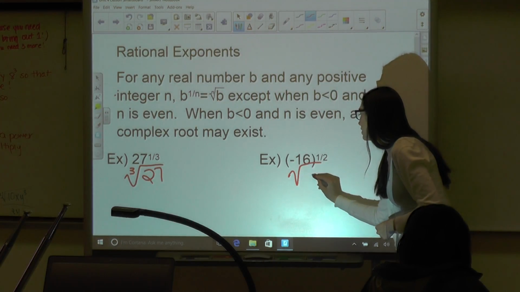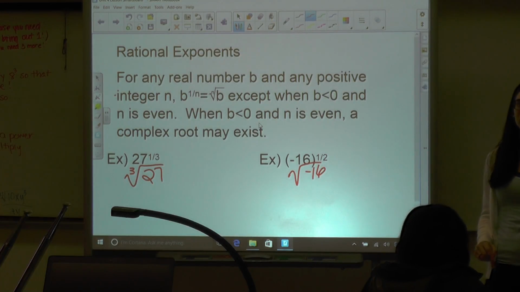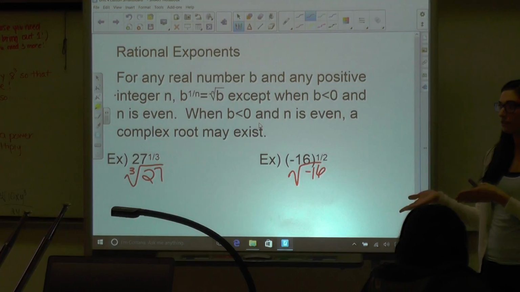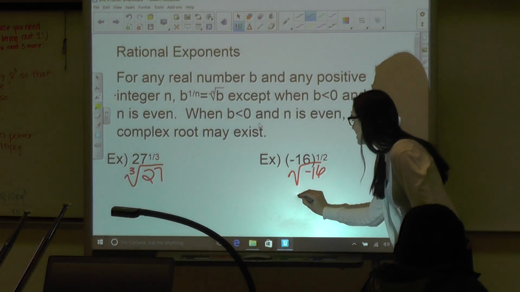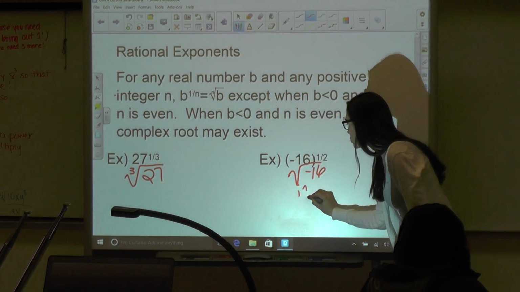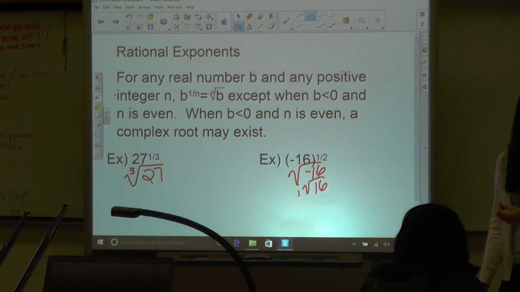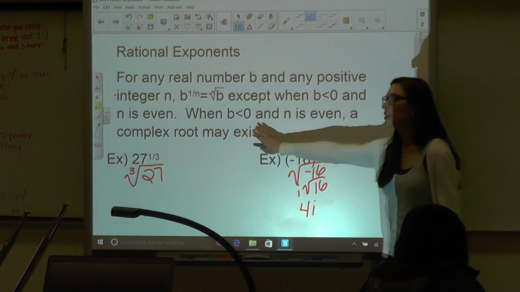So for this one, to the power 1/2 is the same thing as saying square root. Square root of negative 16. But what did we learn in the quadratic formula? What can you not have under a radical? A negative. So whenever we were talking about negative numbers, what did you have to pull out? It's an i, right? So this is i square root 16. And what's the square root of 16? 4. So 4i. That's what this is talking about.